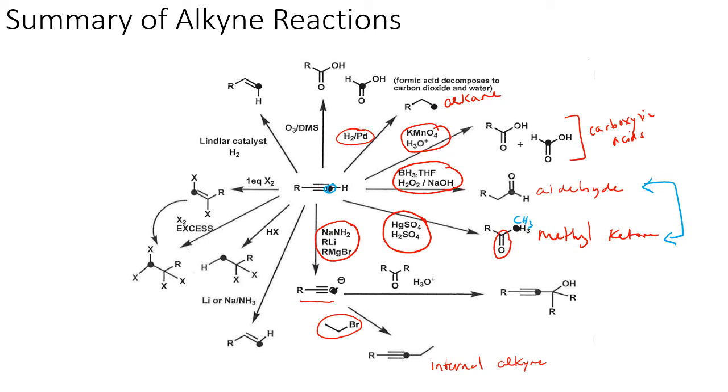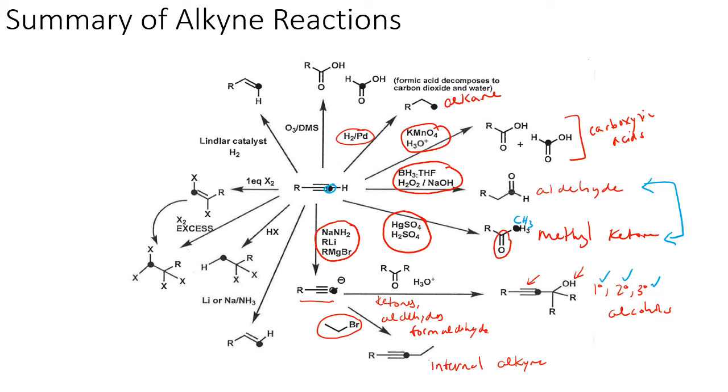Or we could use ketones, aldehydes, or formaldehyde, and get a variety of alkynes mixed with alcohols. So we ended up with either primary, secondary, or tertiary alcohols, depending upon if we used a ketone, an aldehyde, or formaldehyde. So those were all things that we could do with that acetylide anion.